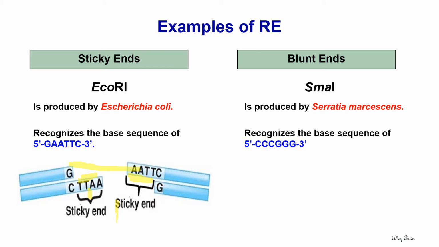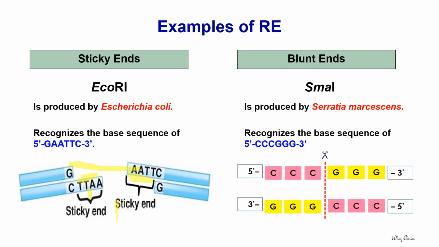However, for SmaI, we notice that Sma is typed in italic form. Again, just to highlight that the source of this enzyme is the bacteria Serratia marcescens. This restriction enzyme will recognize the base sequence from 5' to 3' CCCGGG, and it will cut in a straight line in the middle of the restriction site, which is between the C and G from 5' to 3'.